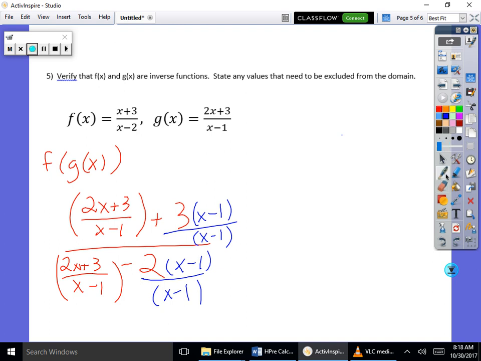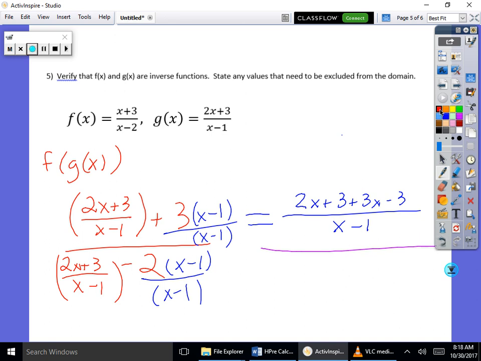Okay, so this becomes 2x plus 3 plus 3x minus 3 over x minus 1 in the top. Yes? I'm going to pick a different color for the bottom. Okay, the bottom is going to become what? You tell me. 2x plus 3 minus 2x. Oh, so close. Plus 2 over x minus 1. Now, who remembers the cool trick that I can do now and why?